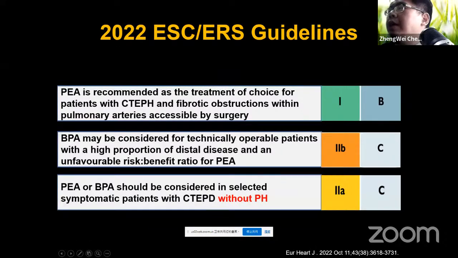So from the 2022 ESC guideline, we could see PEA remains the class 1 indication, the treatment of choice in CTEPH patients if accessible and indicated for surgery. And we could see PEA or BPA should also be considered in selected symptomatic patients with CTEPH without pulmonary hypertension. This is a class 2A recommendation.